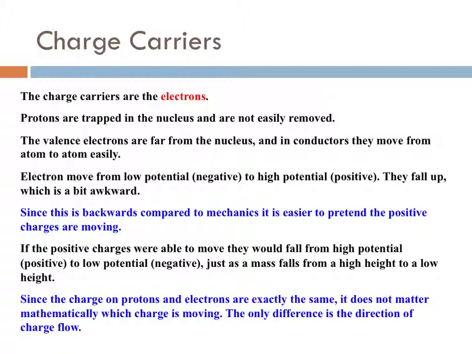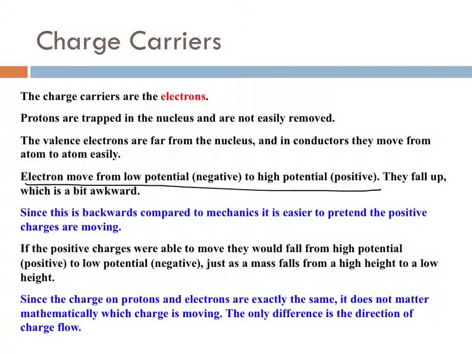Now, we know that electrons are the ones that move. Protons don't actually move. But electrons move from low potential to high potential. Okay, that's something that we talked about when we were discussing potential. So they technically fall up, which is a bit awkward. Since this is backwards compared to mechanics, it is easier to pretend the positive charges are moving.